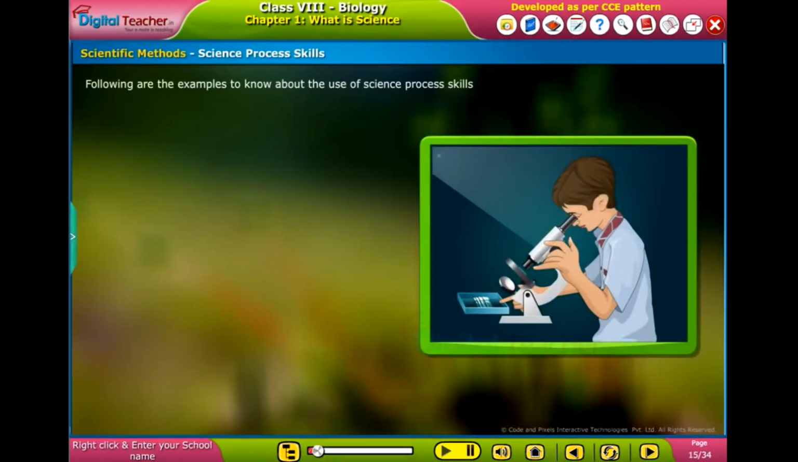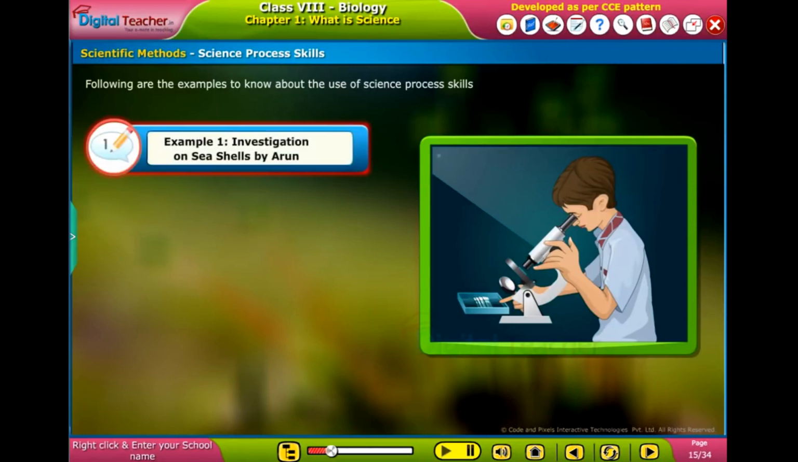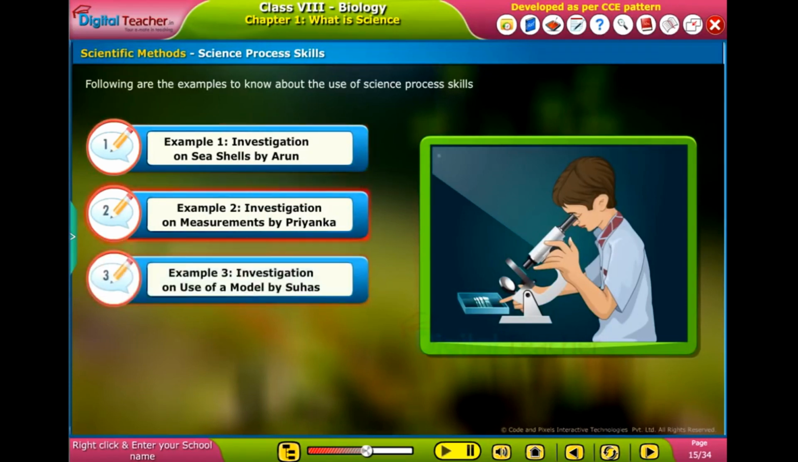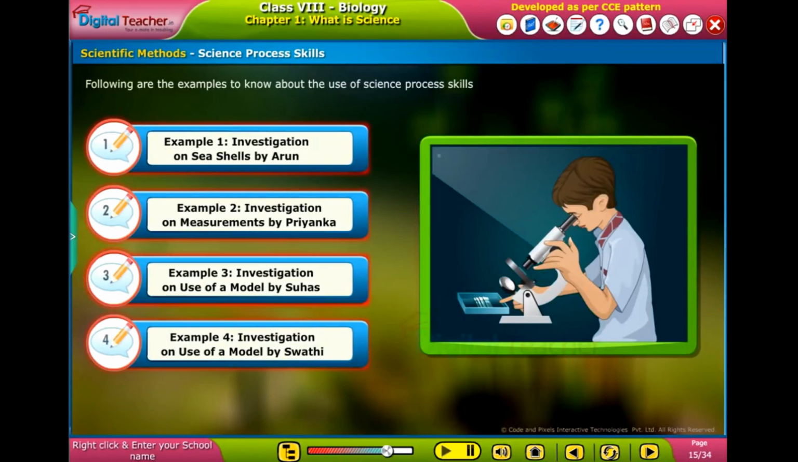Following are the examples to know about the use of science process skills. Example 1. Investigation on seashells by Arun. Example 2. Investigation on measurements by Priyanka. Example 3. Investigation on use of a model by Suhas. Example 4. Investigation on use of a model by Swati. Click each tab to know more.